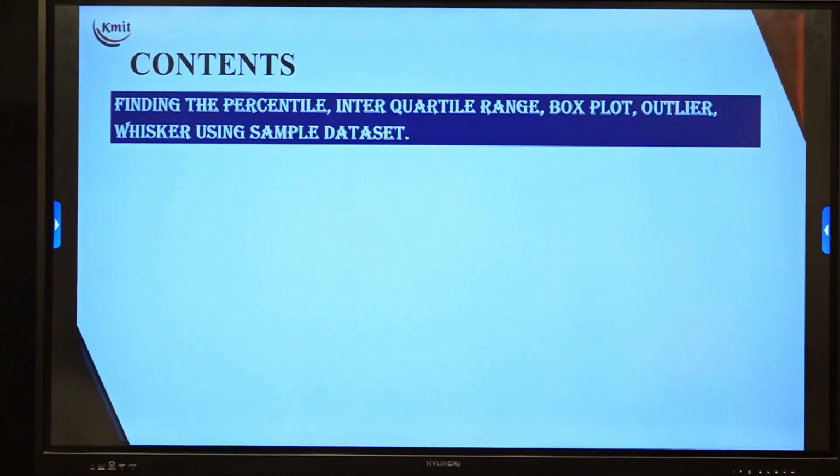So today in this session I would be covering finding the percentile, interquartile range, box plot, outlier and whisker plot using a sample data set.